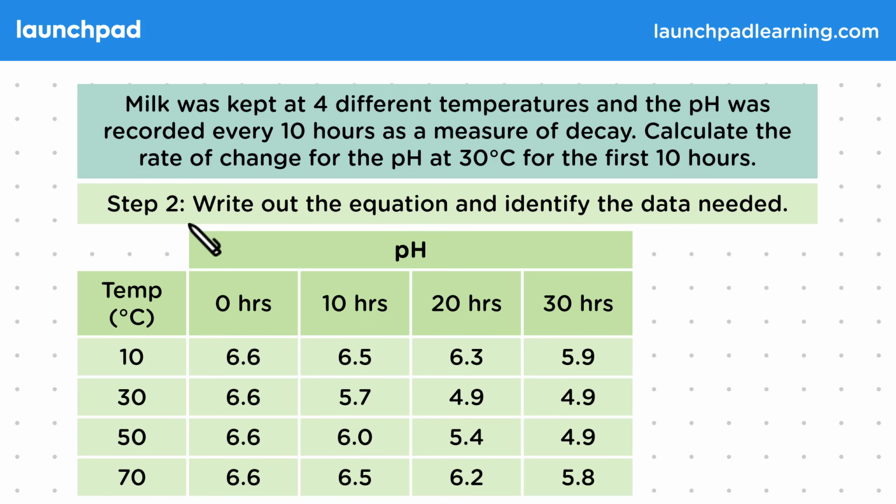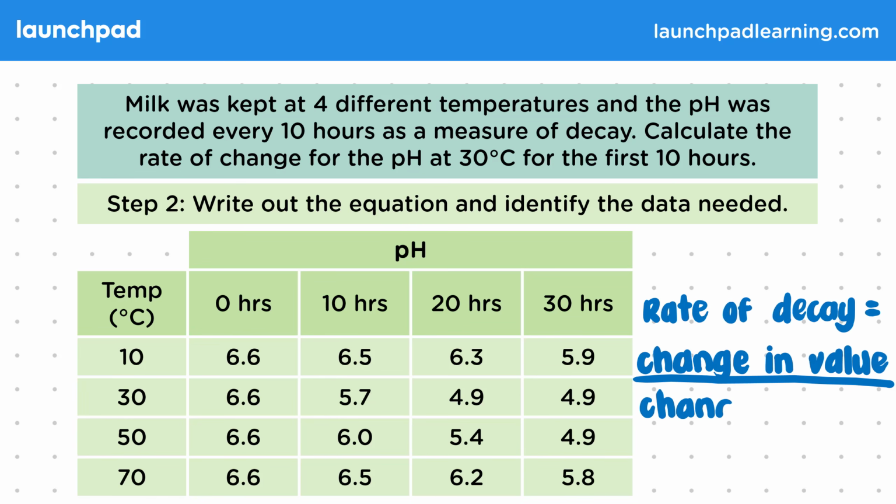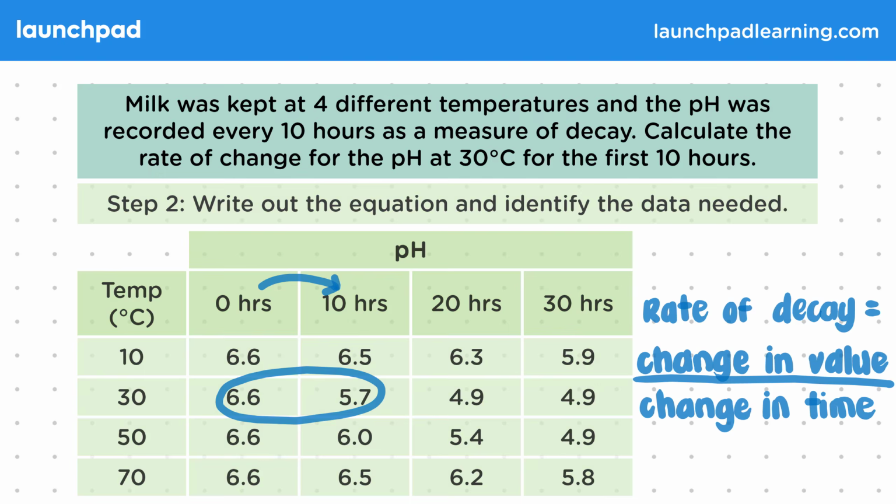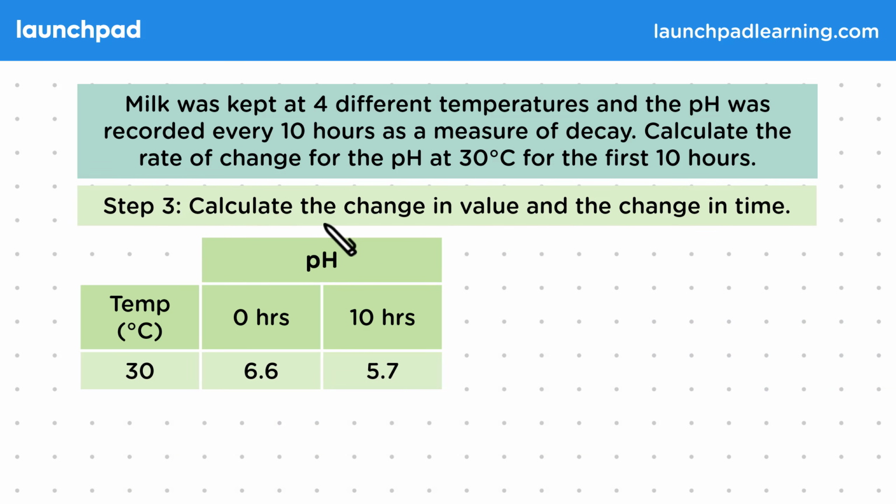Step 2, write out the equation and identify the data needed. So remember that the rate of decay is equal to the change in value divided by the change in time. So in this example, we're going to have to calculate the change in pH over a change in time. Step 3, calculate the change in value and the change in time. The question has asked us to do this for the temperature of 30 degrees Celsius for the first 10 hours, so the information for this is summarised here.